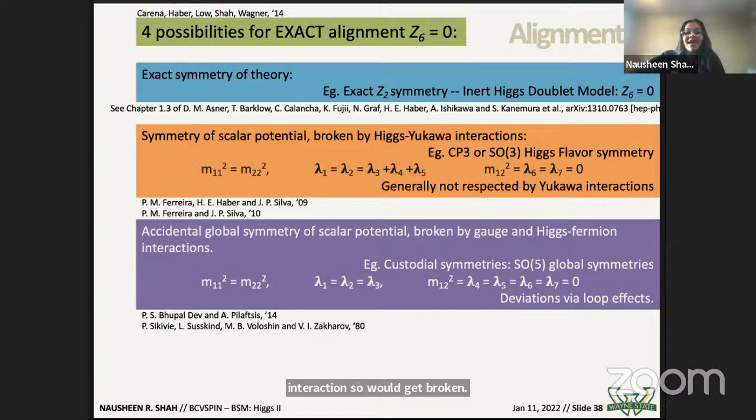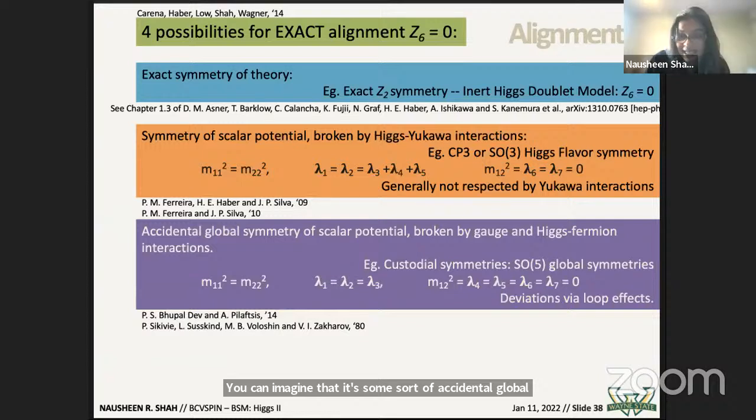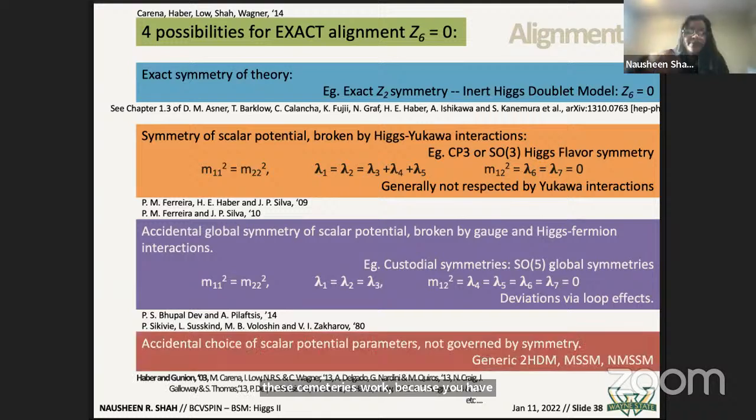You can imagine that it's some sort of accidental global symmetry of the scalar potential, which may or may not be broken by the gauge and the Higgs fermion interactions. The problem is that in this case, even if you did have this happening, most of the time this gets destroyed by loop effects. So it's really hard to actually have these symmetries work because you have quantum effects. But at the end of the day, maybe all you have, the understanding so far could be that it's an accidental choice of the scalar potential parameters, which is not governed by symmetry. And so far, it kind of looks like that, at least in the models that we can think of.